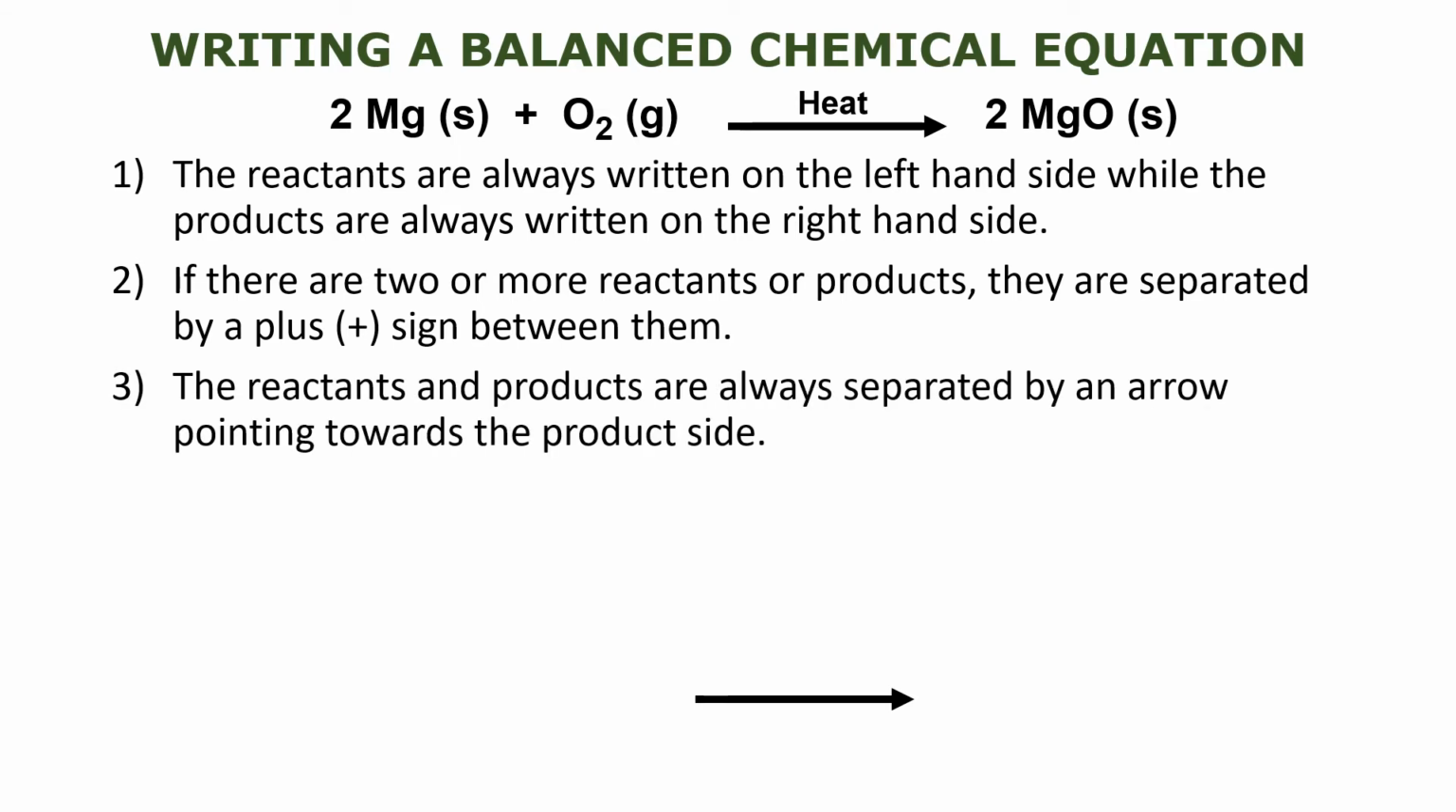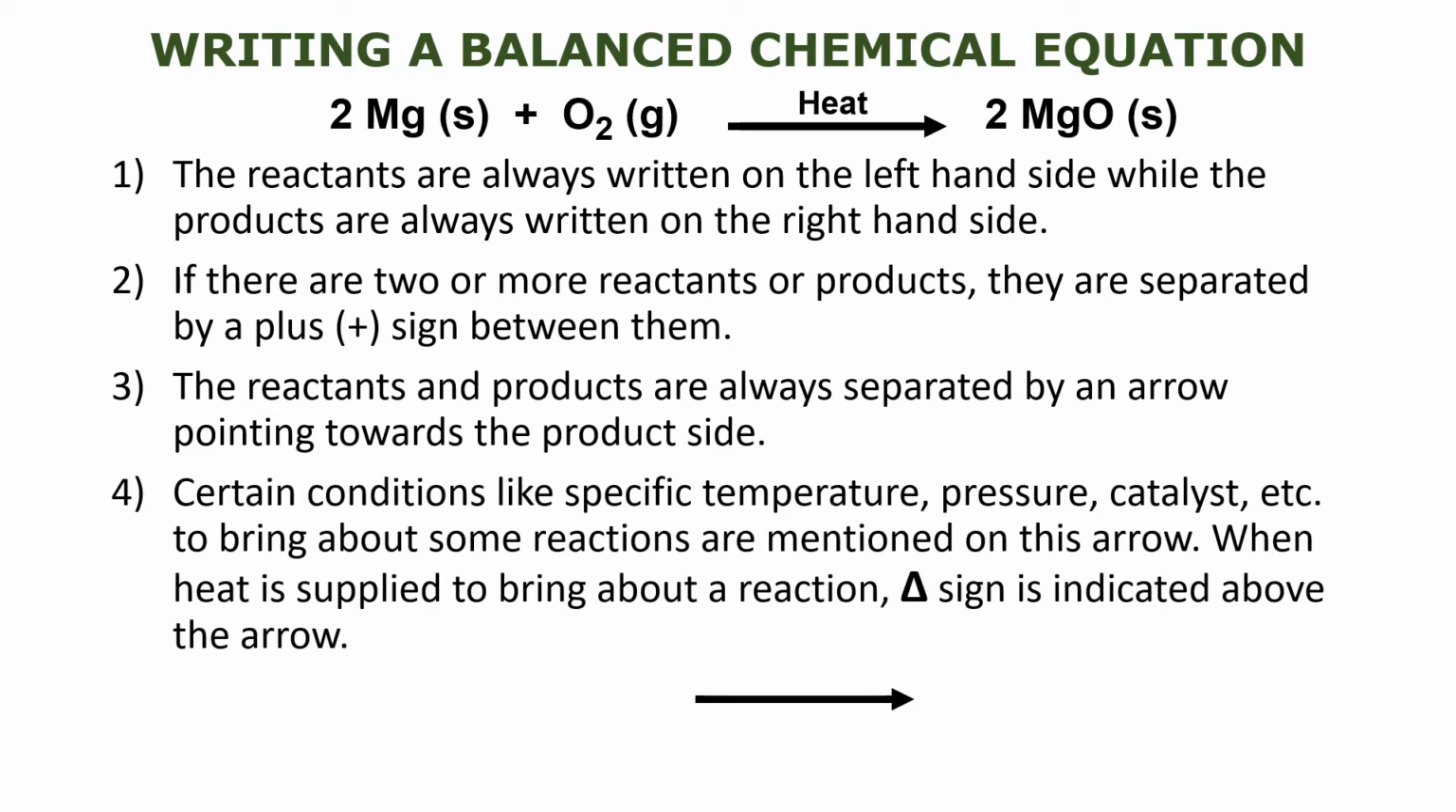Thirdly, the reactants and products are always separated by an arrow which is pointing towards the product side. So in a mathematical equation, the left hand side and the right hand side, what do we put in between them? We put an equal sign. But in a chemical equation, we have to put an arrow. And where is the arrow pointing? Towards the product side. Okay.